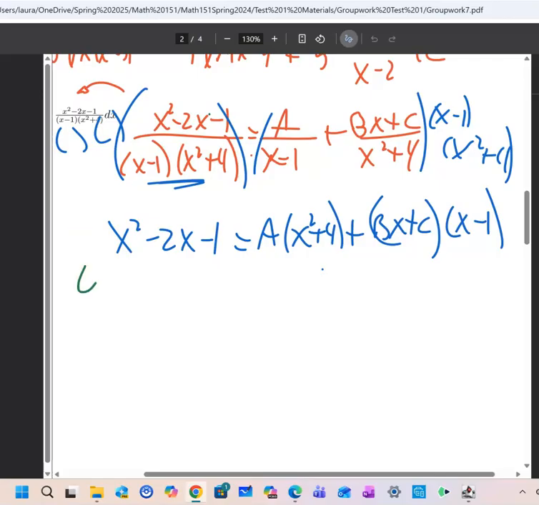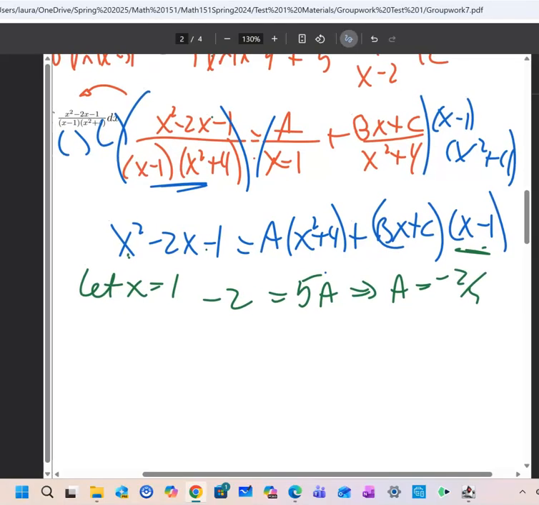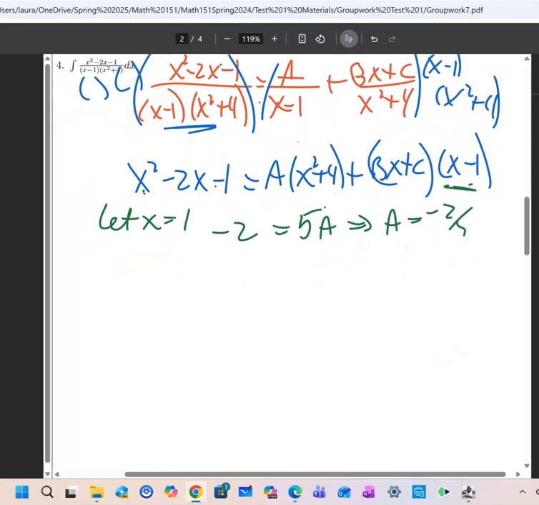So is there a good number? There is. Let's let x equal 1. x equals 1, that term goes away. So if I put in 1, 1 − 2 − 1, so I get negative 2 is equal to 5A. So A is equal to negative 2/5. Oh, we just did this problem, didn't we? Oh well, I'll just finish it up in case you didn't see the last video.